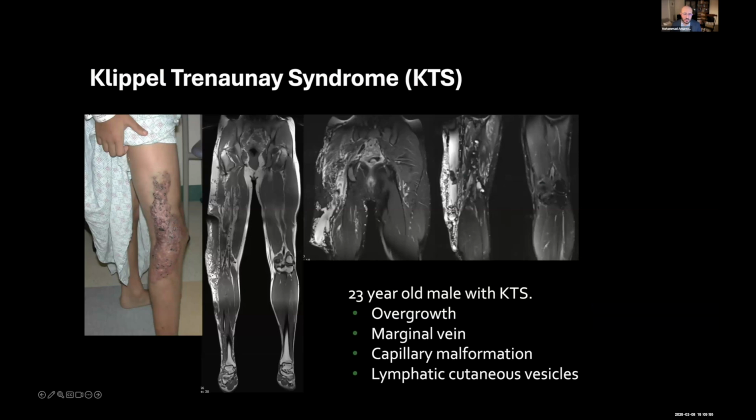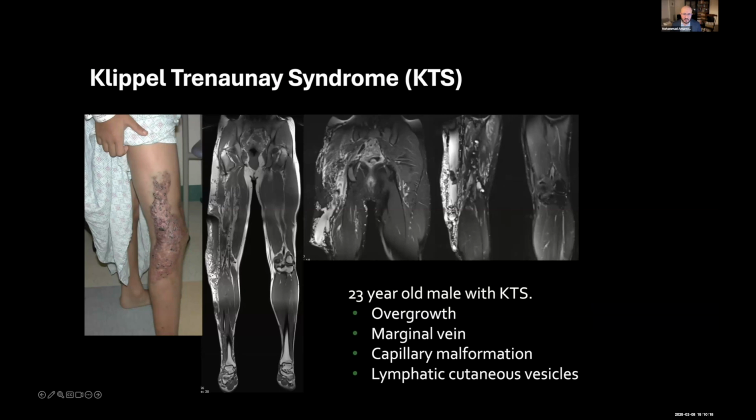So this is a 23-year-old with Klippel-Trenaunay. You see these capillary malformations. You see the scattered cutaneous lymphatic vesicles with bleeding. On MRI, you can see the difference between the left and right. There's extra fat. There's this huge vein that we call the marginal vein, and this is an embryonic vein that should disappear by the time you're born. But if you have the mutation, then it stays.